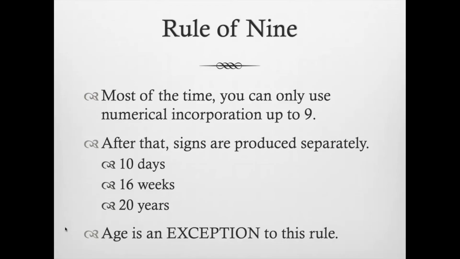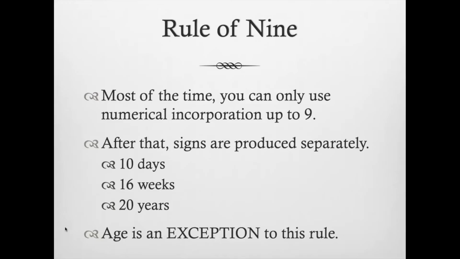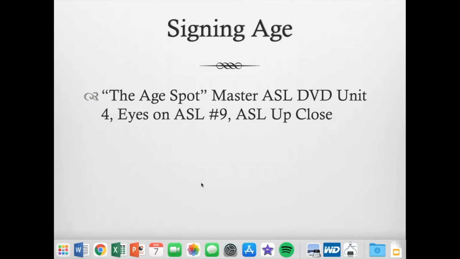Age is the exception to that rule. Some signs like 12 are hard to sign from the chin, so sometimes it's easier to sign age 12. But lots of other things you can sign straight from the chin and use numerical incorporation that way, and the rule of 9 does not apply there. So here's a clip from your textbook that will show you some more of that and some examples as well. Happy signing.